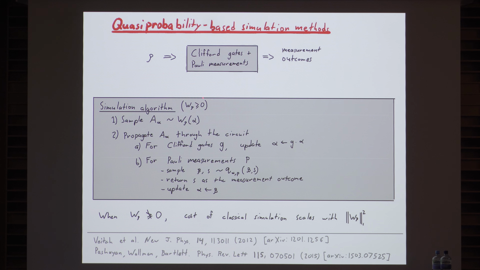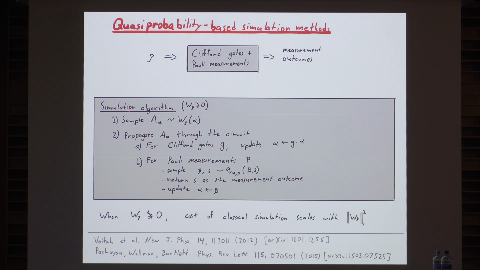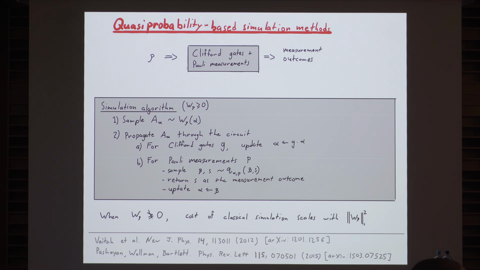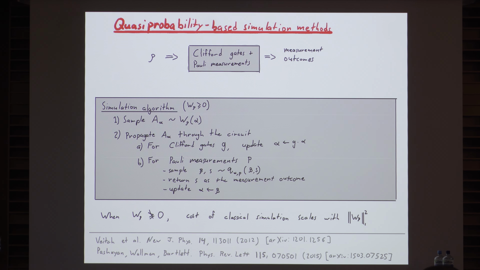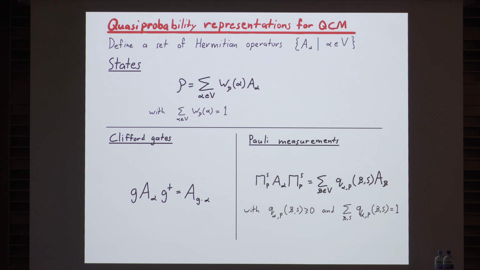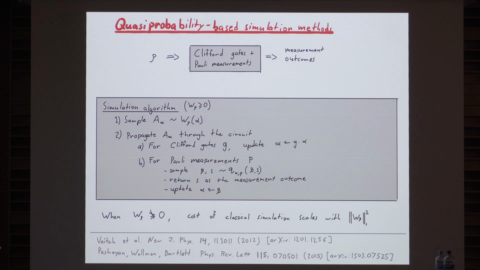So here's what the simulation algorithm looks like. If your coefficients are all non-negative, you sample one of these operators according to this distribution, and then you just propagate this operator through the circuit. Whenever you come to a Clifford gate, you have this deterministic update rule. And whenever you come to a Pauli measurement, you need two things. First you sample these two things according to this other distribution, which was defined by this property here, this convex decomposition. You get two things, beta and S.